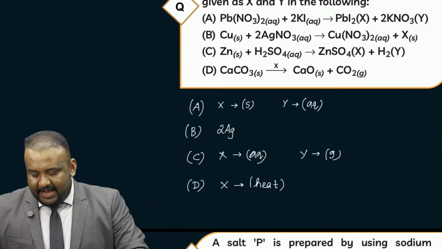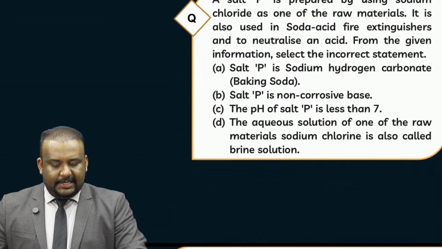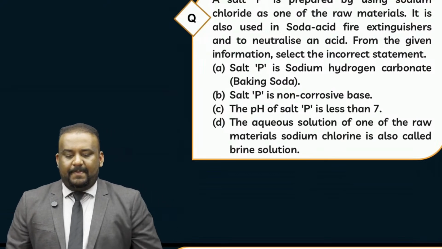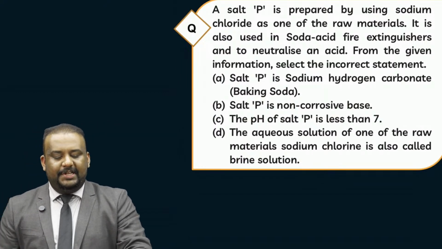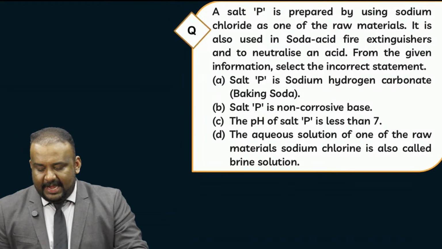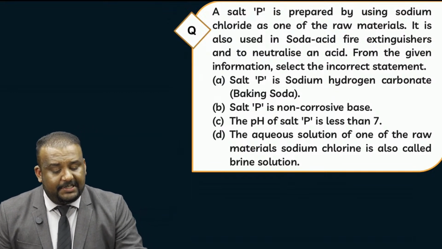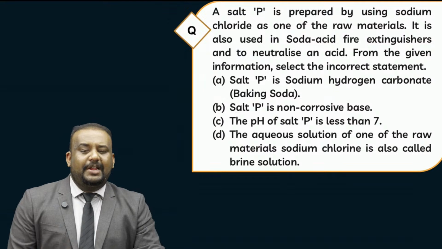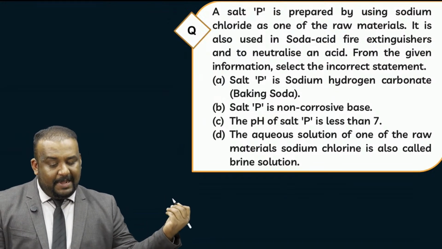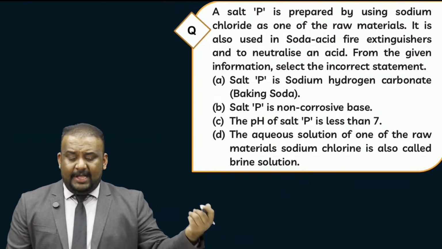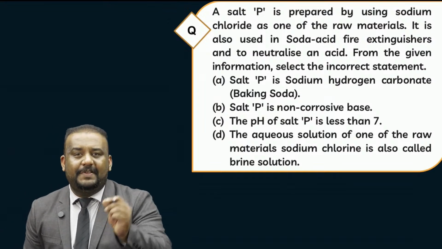Now, we have the next question, which is: a salt P is prepared by using sodium chloride as one of the raw materials. It is also used in soda acid fire extinguishers and to neutralize an acid. From the given information, select the incorrect statement. See, I told you, by reading the first part itself, you will get to know what is coming up. A salt P is prepared by using sodium chloride as one of the raw materials. It is also used in soda acid fire extinguishers. That sentence is enough to identify which is the salt.